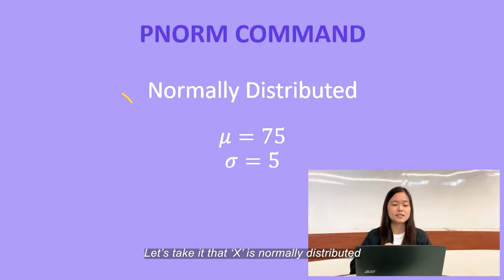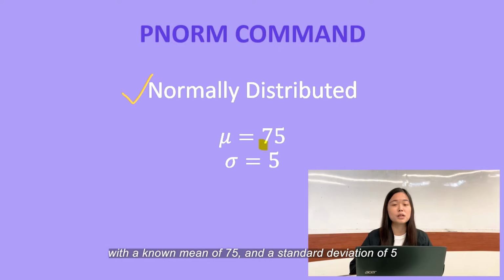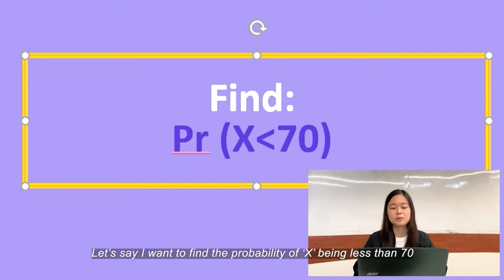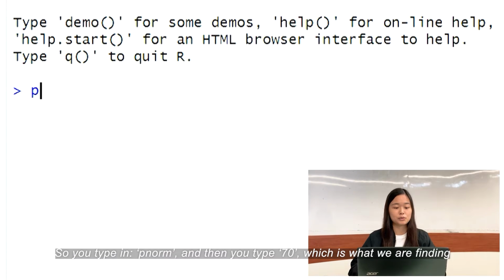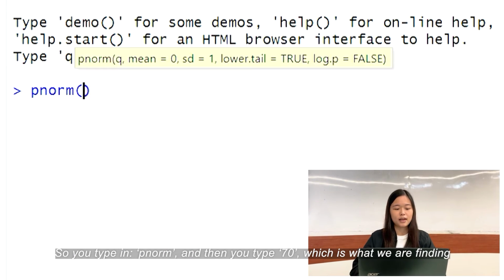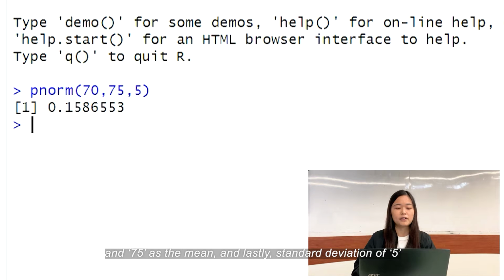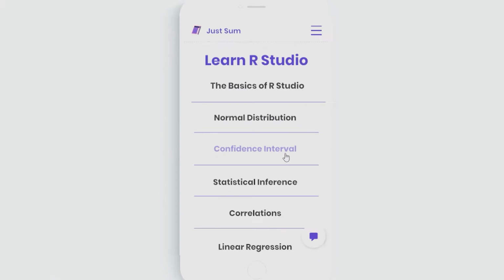Now, let's take it as x is normally distributed with a known mean of 75 and a standard deviation of 5. So let's say I want to find the probability of x being less than 70. So you type in pnorm and then you type 70, which is what we're finding, and 75 as the mean, and lastly standard deviation of 5, and there you have it.